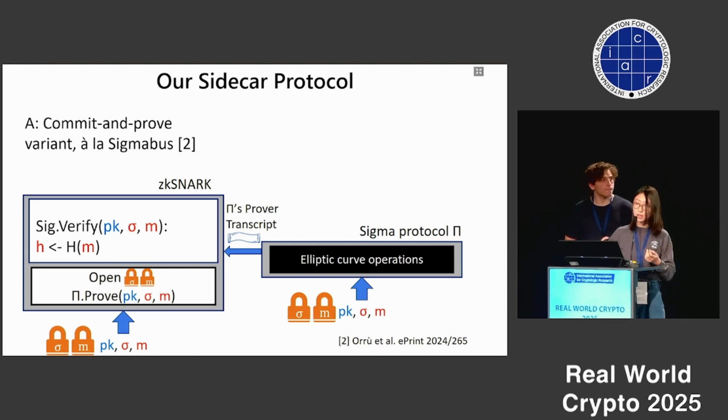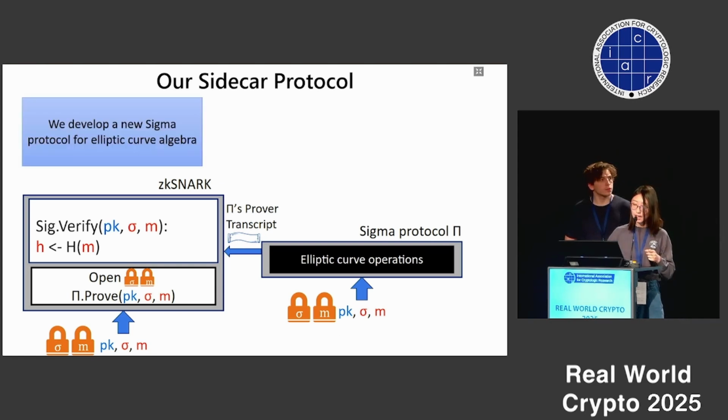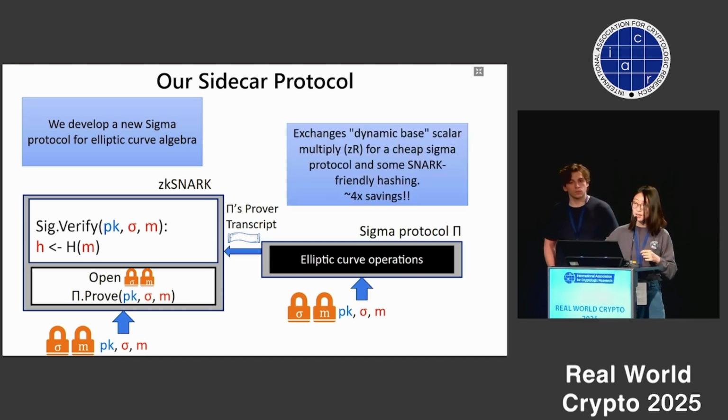To tackle the first issue, we use the commit-and-prove variant inspired by Sigma bus. And for the second issue, we developed a new Sigma protocol for elliptic curve algebra. So now the expensive subcomponent in the CK-SNAC is replaced by just opening a commitment and verifying the proof of the Sigma protocol in the CK-SNAC circuit. So now we can exchange the dynamic-based scalar multiplication in the CK-SNAC circuit for a cheap Sigma protocol outside the CK-SNAC circuit and some SNAC-friendly hashing in the CK-SNAC. So this gives us a 4 times saving in terms of the constraint cost.